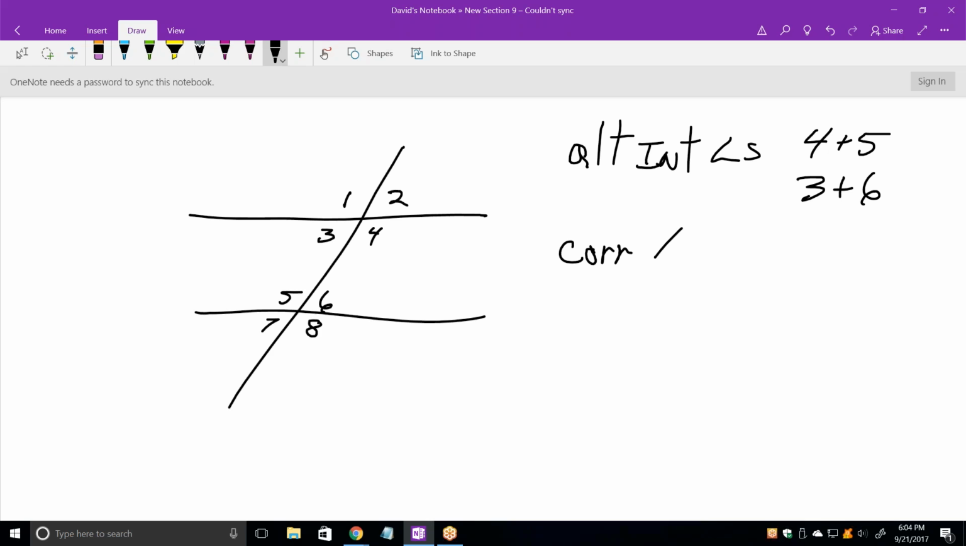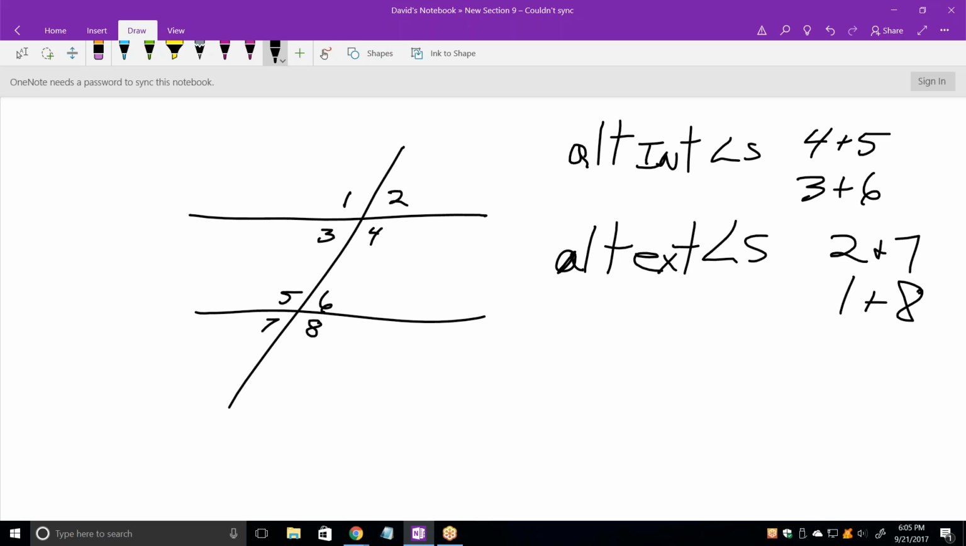You also have corresponding angles. Now let's cover alternate exterior. Excuse me for a moment. I want to take these in precise order. Alternate exterior angles, which again, they have to be alternate and they have to be outside the parallel lines. Give me 2 of those. 2 and 7. Yep. Give me another pair. 1 and 8.